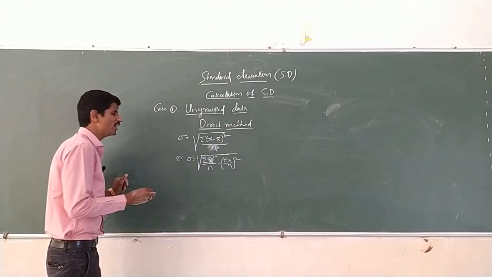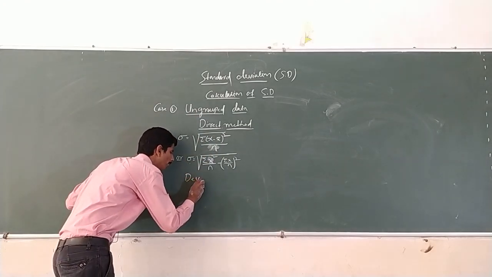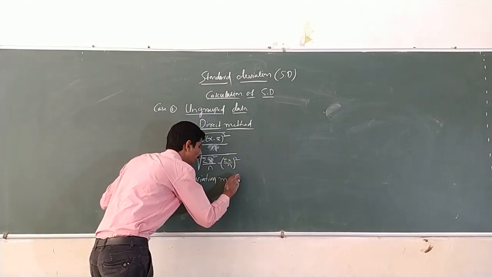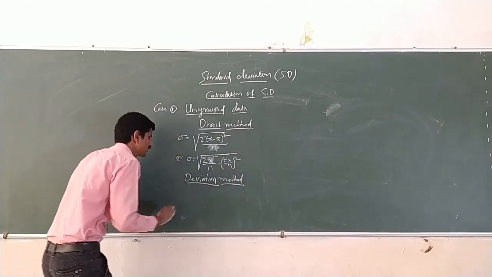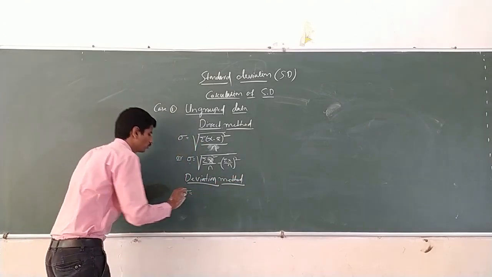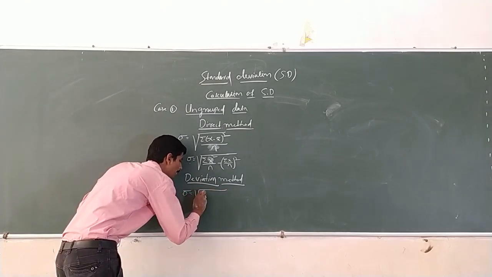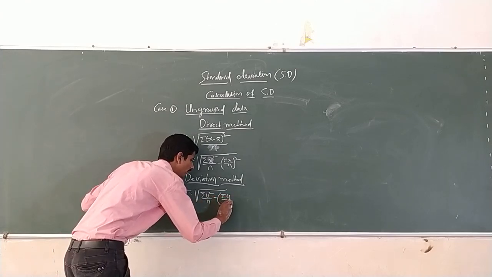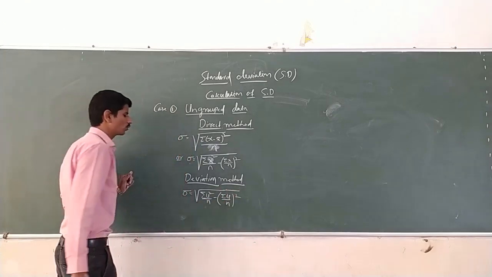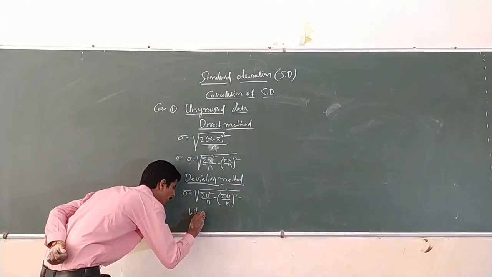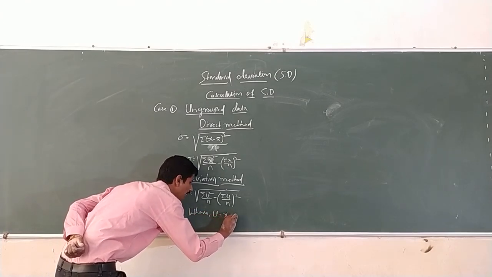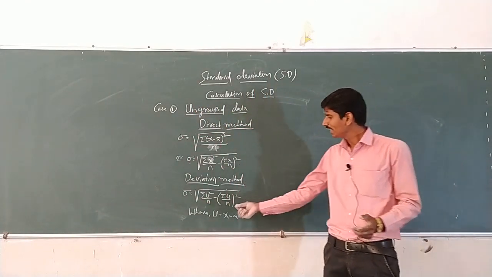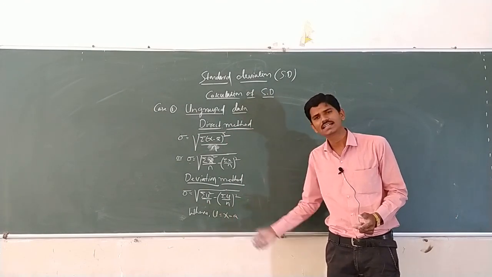The next one is the deviation method. Deviation method means the shortcut method. Sigma equals the square root of sum of u square by small n minus (sum of u by n) whole square, where u equals x minus a. Here u is the deviation and a is an assumed value.